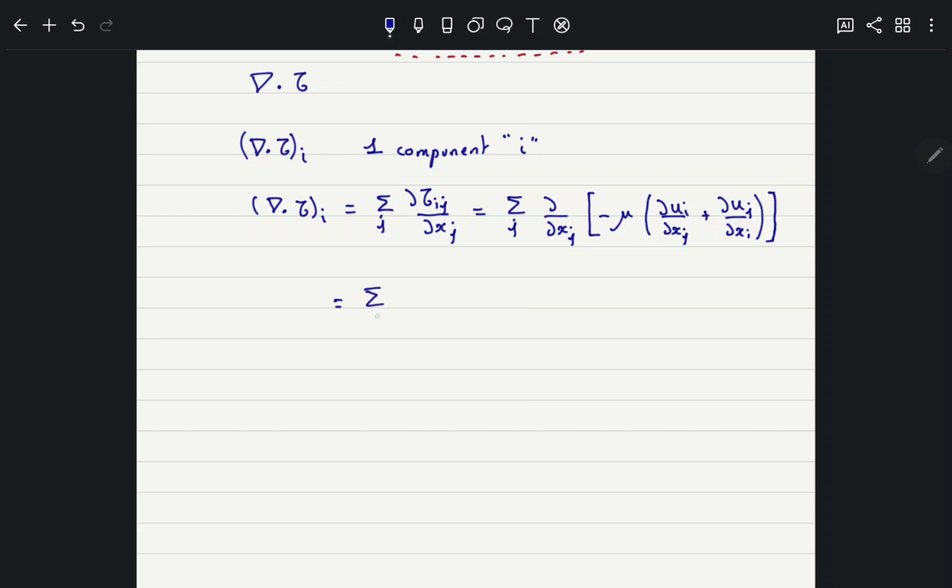So that's going to give us the sum over j of negative of the viscosity. Here we have the partial derivative with respect to xj, which is applied twice. It's going to give us d2ui over dxj2, minus viscosity times d2uj, and then we have partial derivative xj and partial derivative xi. All right.